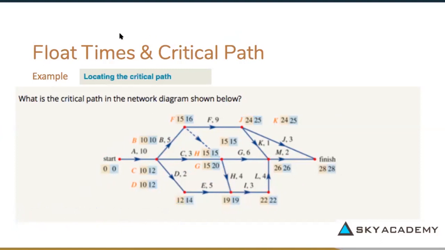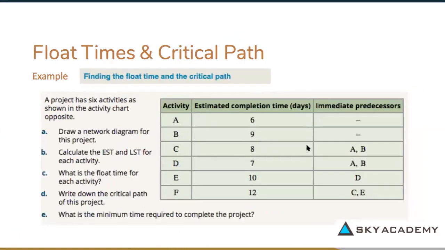So here we go. We've been given an activity chart and we have been asked to draw the network diagram, calculate the EST and LST for each activity, then calculate the float times and find the critical path. So I'm going to go to the next slide and we have a little bit more room here to draw our network diagram.